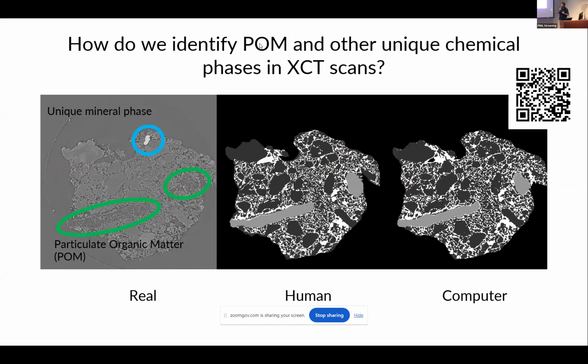But the reality is, how do we know what we're looking at? How do we know that we're seeing an organic or not?